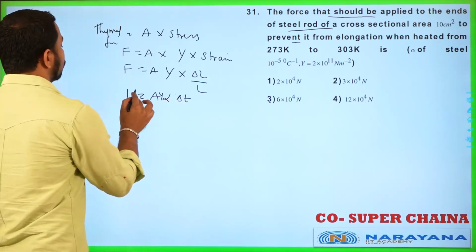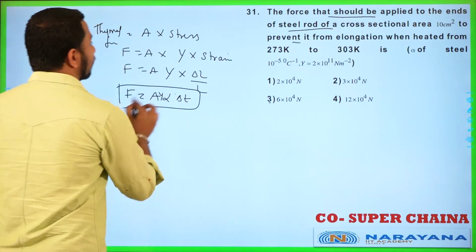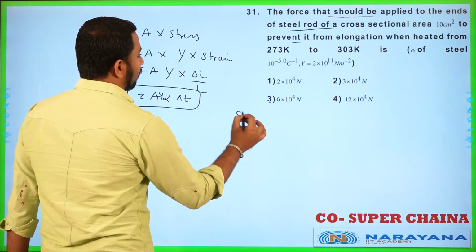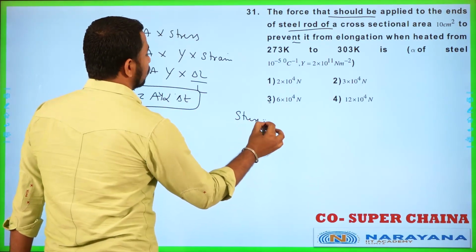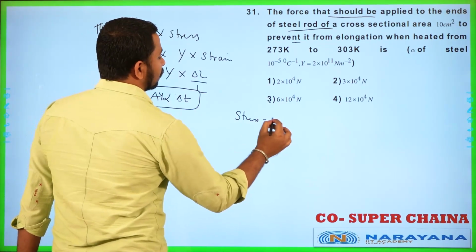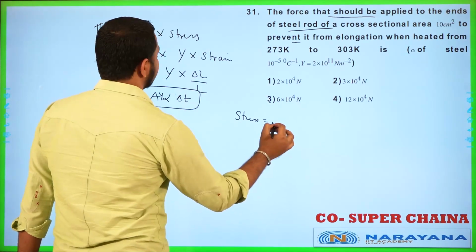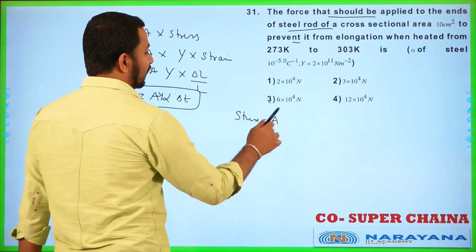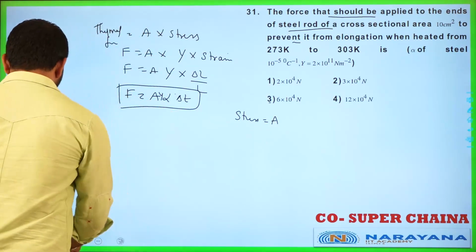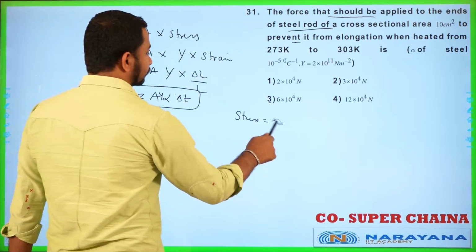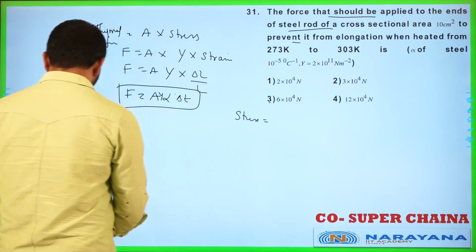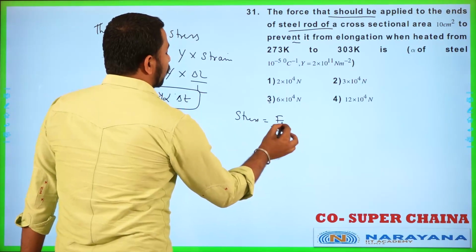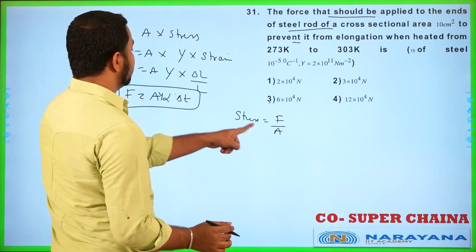Okay, now you need to substitute the value. What we have done here, just be careful on this one. We know thermal stress is force per unit area. So force per unit area we have just substituted here. Thermal stress, you know, is force per unit area. So force we need to calculate. So force will be stress into area.